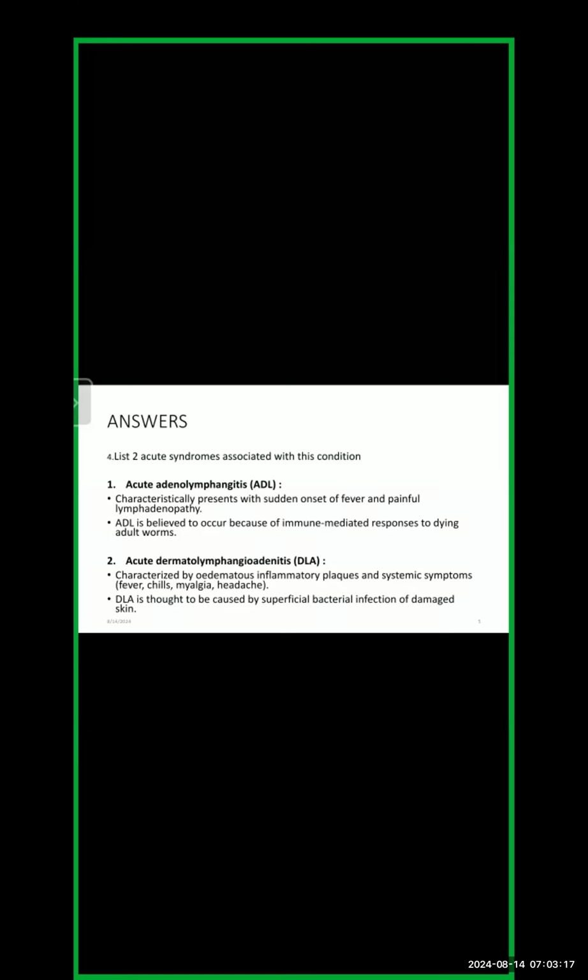4. List 2 acute syndromes associated with this condition. So the 2 syndromes here are acute adenolymphangitis, which is characterized by sudden onset of fever and painful lymphadenopathy. It's also thought to be due to immune-mediated responses to the dying adult worms.